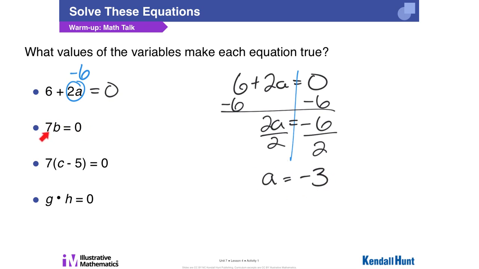In the second one, we have 7 times b equals 0. Well, to get 0, I'd have to multiply by 0. So b here needs to be 0, because 0 times anything is going to be 0.